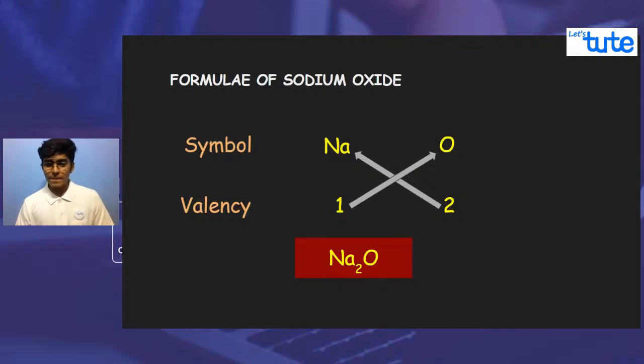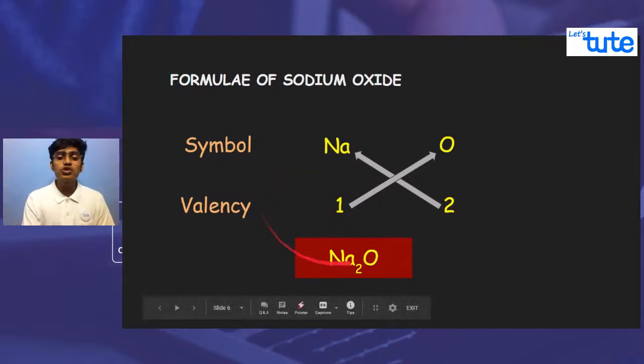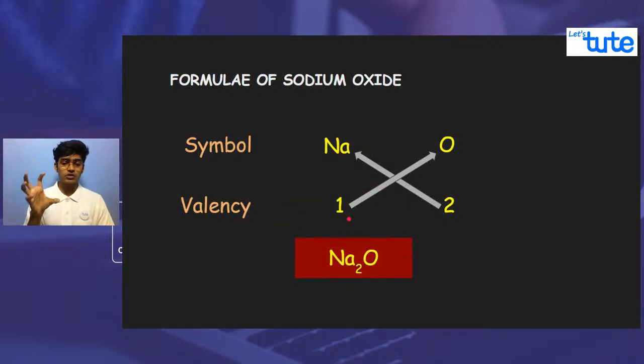Yes, after completing the octet, it becomes stable. So oxygen takes 2 electrons, and sodium requires only 1 electron. Sodium can give 1 electron, since it has 1 electron in its outermost shell. So it gives 1 electron, and that is the valency of sodium. This was how we were supposed to formulate the molecules or the compounds. So we have learned how we can formulate the compounds or the molecules.